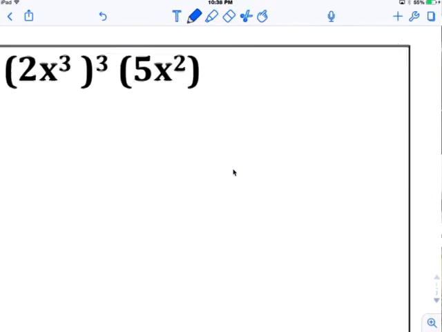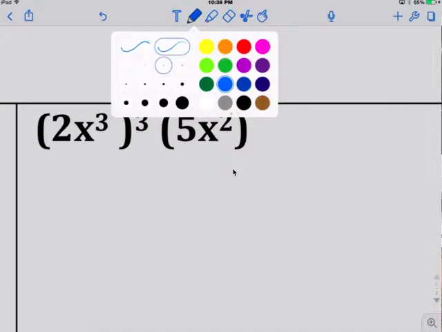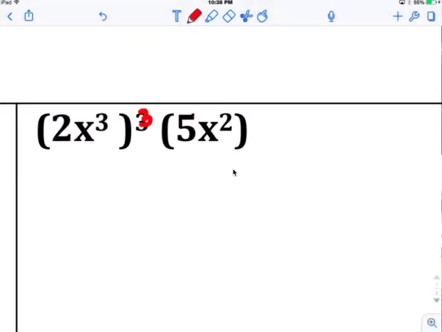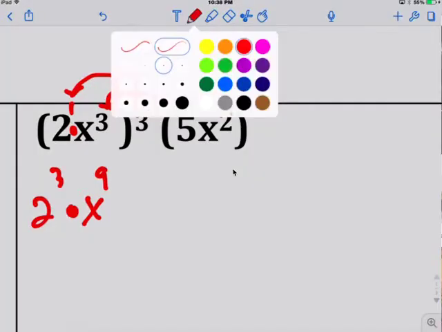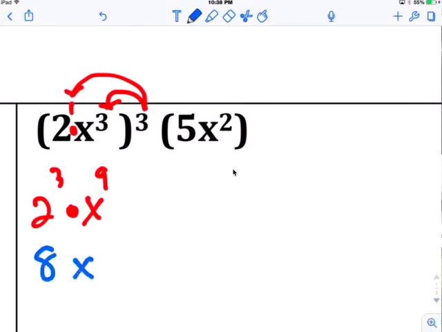This one here, anytime there's a power outside of parentheses like this, you need to distribute power to a power. This is 2 times. There's only 1 2 here, so you put the invisible 1. That's 9, x to the 9. The power here is now a 3, 2 to the 3. Then 2 to the 3 is 2 times 2 times 2, which is 8. So this is 8x to the 9.